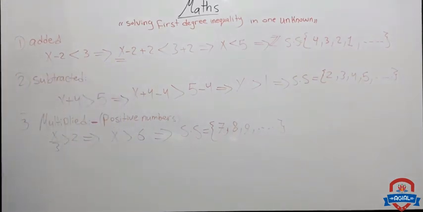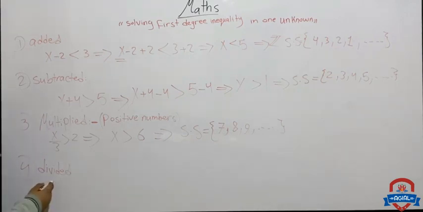The fourth one is for division. Both sides of an inequality can be divided by the same positive number without changing the solution of the inequality.